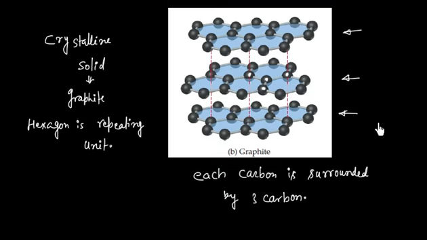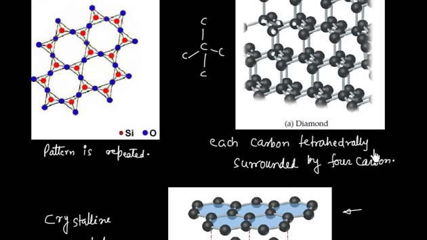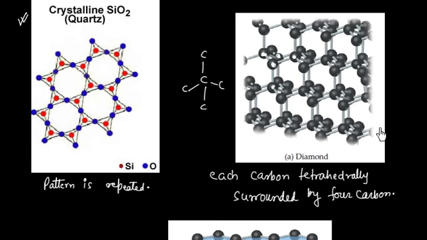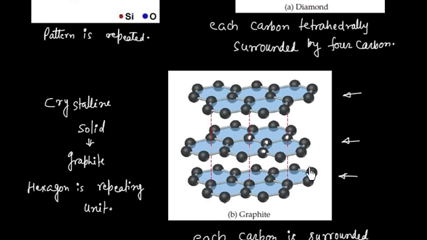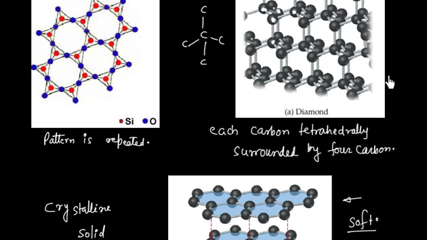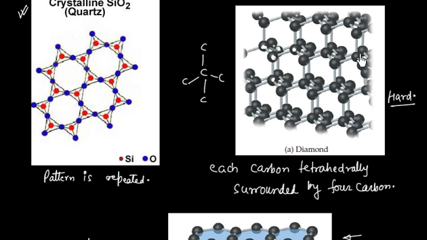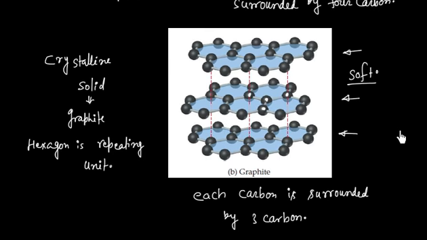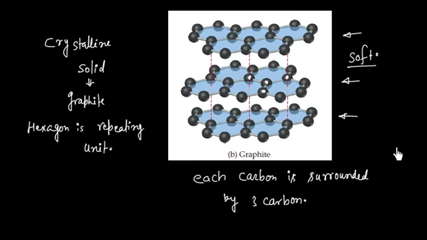And this is the reason diamond is basically tough, hard, but graphite is slippery. So a plane of carbon can slip over the other plane of carbon. So this is soft, but diamond is hard, because if we want to slip one plane over another plane, we have to break bonds. That is not possible. So diamond is hard and graphite is soft, but both are crystalline solid.